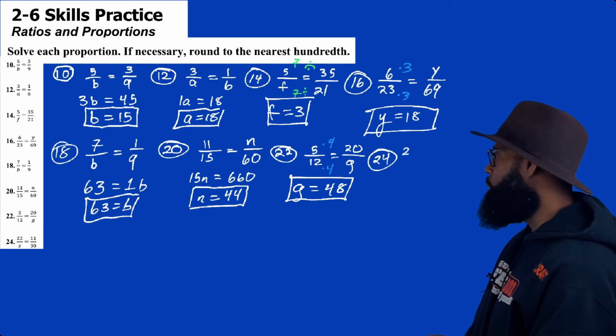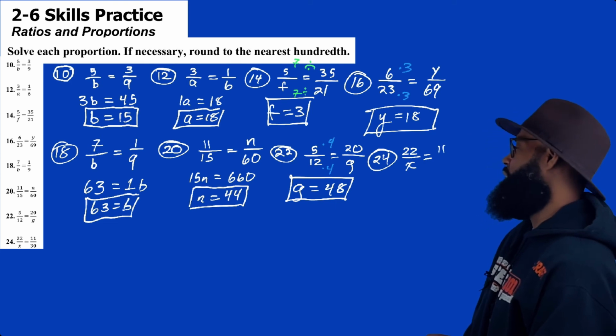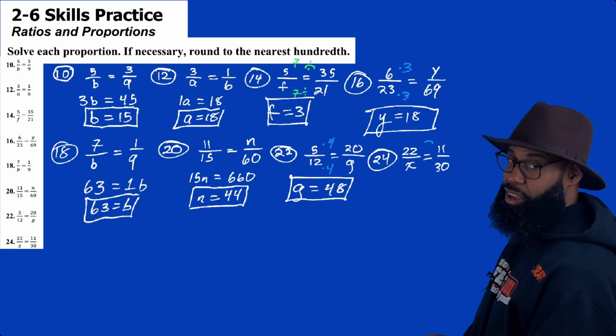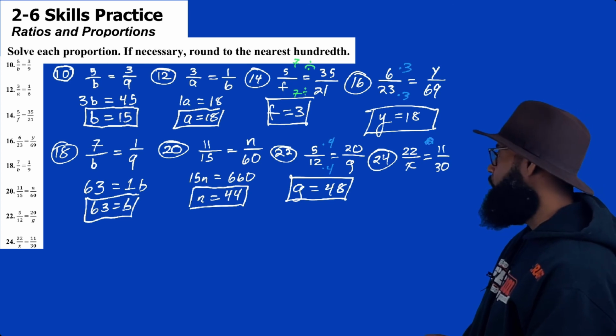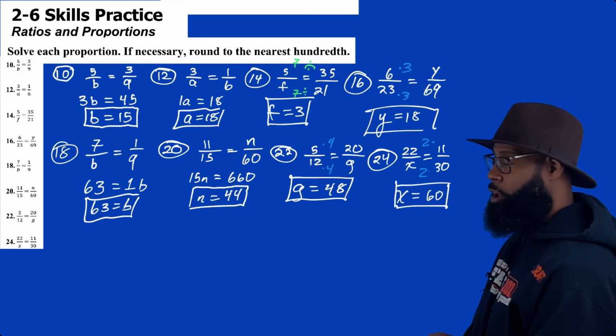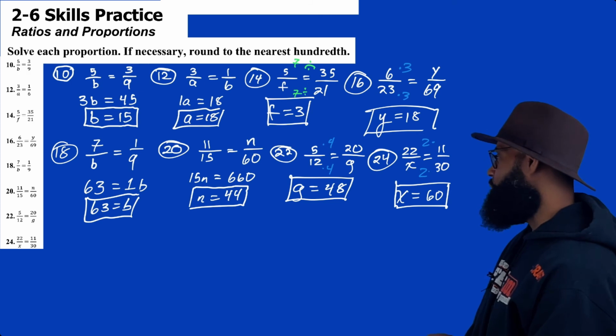Last one here, 24. 22 to X. Squeeze it in. And 11 to 30. So 11 times X is 11X. And, oh, wait. Am I going to use my shortcut? Whatever works for you guys, whatever works for you. 11 times 2 will give me 22, so 30 times 2 gives me 60. X will equal 60.